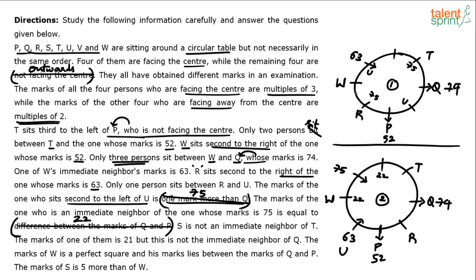Two possibilities are there, and accordingly the immediate neighbor of 75 should be 22. So 22 can be this or this. If this is 75, the immediate neighbor of 75 should be 22, right? This neighbor is 52, so this neighbor should be 22. 75, 22. And if this is 75 dash, this should be 22 dash. You understand this concept of dash? 75, 22 is one pair. 75 dash, 22 dash is the other pair.